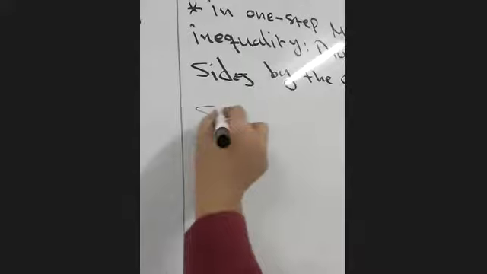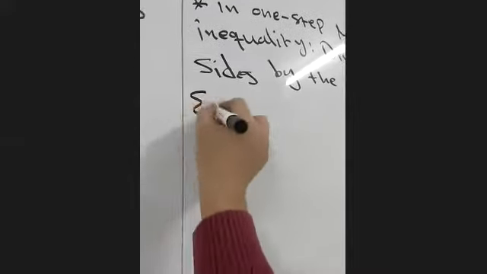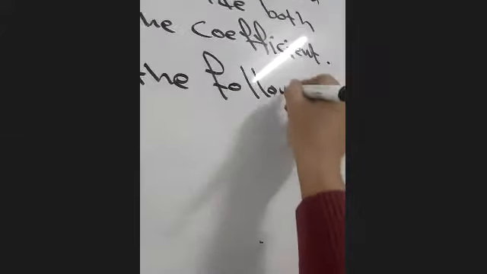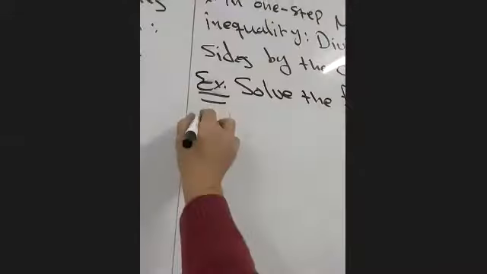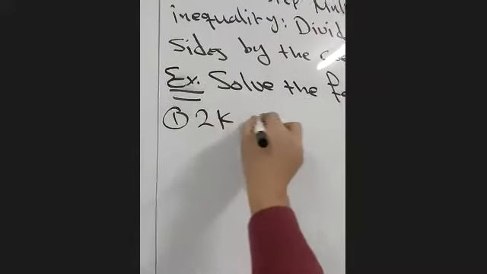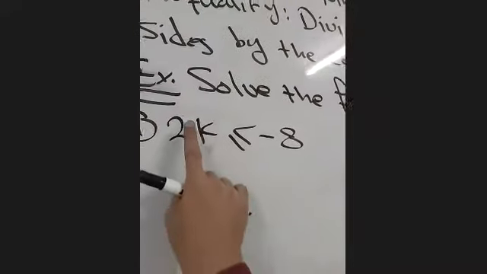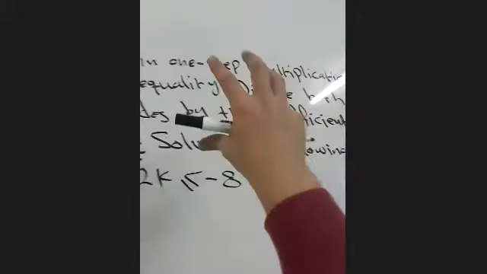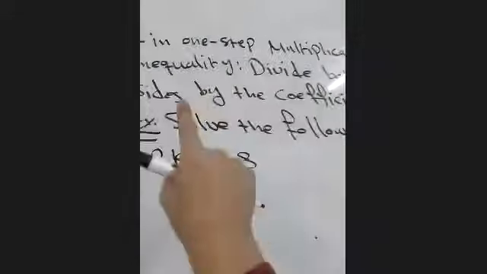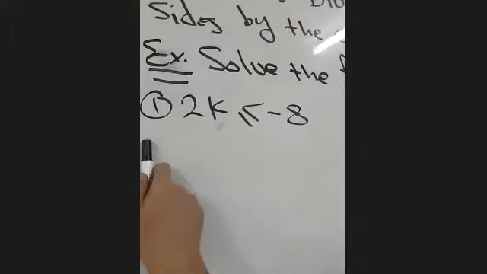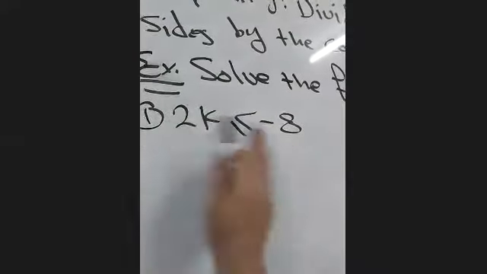Let's take examples. I will do this one. Solve the following inequalities. Number one in the examples, 2k less than or equal negative 8. This is multiplication inequality because we have here multiply. And read our note here. In one step multiplication inequality, divide both sides by the coefficient. Where is the coefficient? The coefficient is the number which is multiplied by the variable. Where is the number multiplied by the variable? It's 2. So I will divide both sides by the 2.